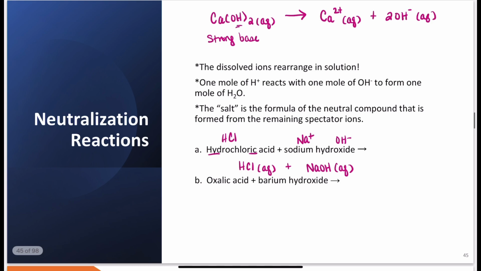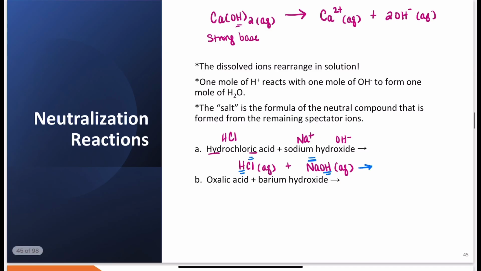So the cation from one combines with the anion of the other. Cation from one with the anion of the other. When I do that, I get H2O, and then I get NaCl. I know my solubility rules though, and I know NaCl is soluble in solution, so that would just stay floating around as ions. So what does this actually look like?